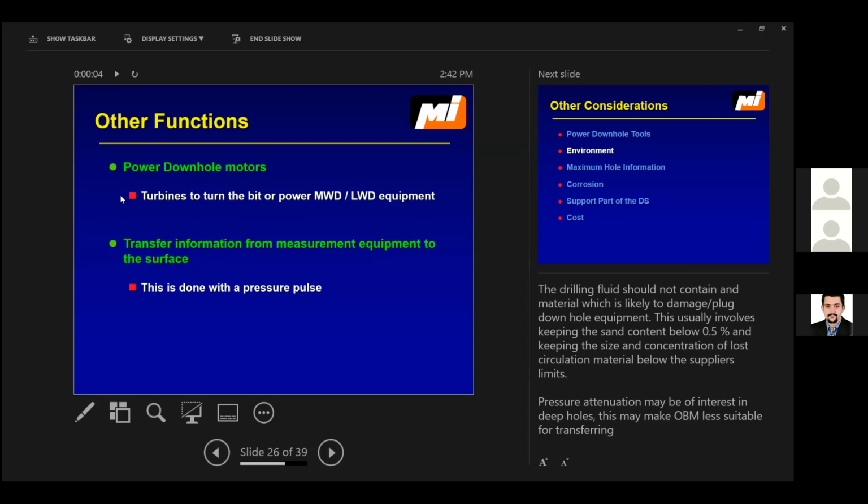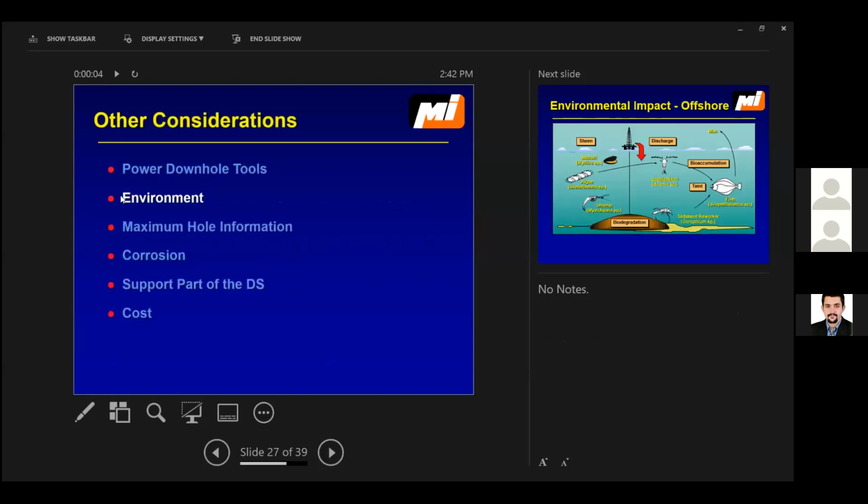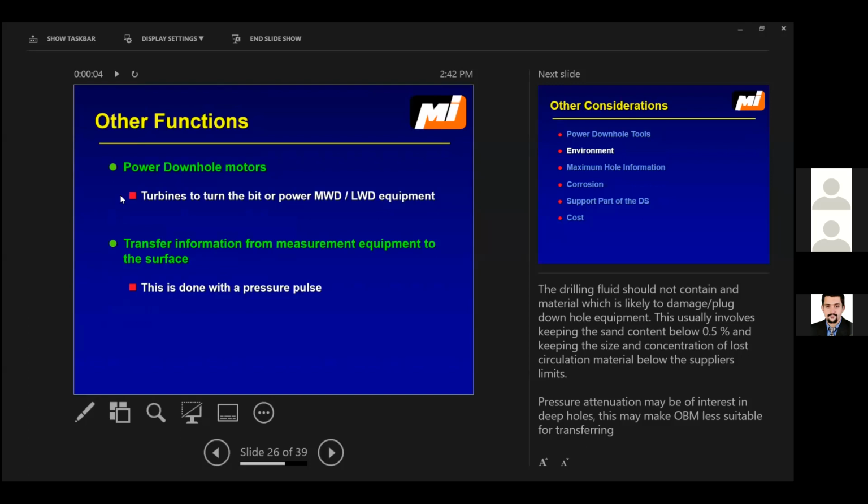Transfer information from measured equipment to the surface. This is done by the pressure pulsing. Pressure pulsing is done through the fluid itself.